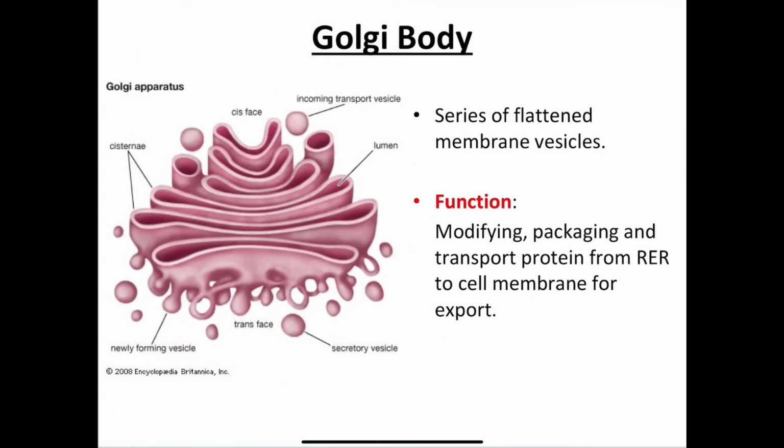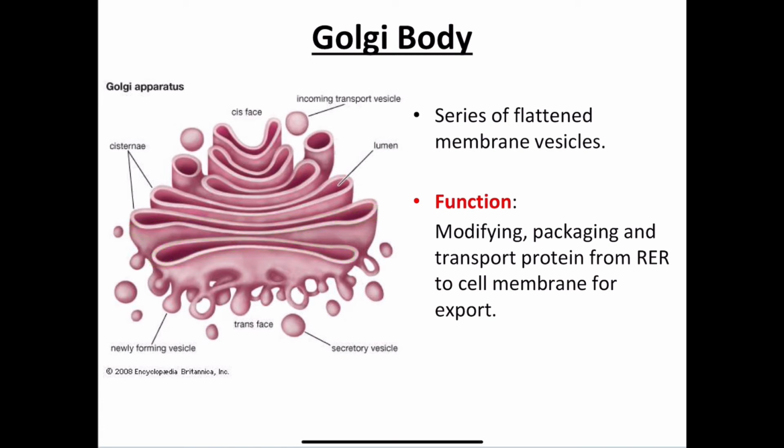Okay, the third organelle yang kita akan tengok adalah Golgi Body ataupun Golgi Apparatus. Itu benda yang sama lah. Golgi Body, Golgi Apparatus, benda yang sama. Okay. So it is a series of flattened membrane vesicle. So vesicle ini kamu boleh anggap dia macam kantung, macam bag, okay? Dan dia flatten, maksud dia dipenyetkan. Dia dipenyetkan, so dia akan membentuk structure macam ini.